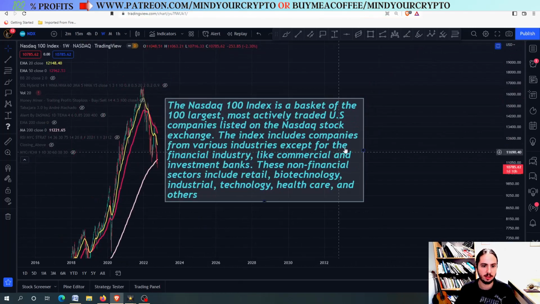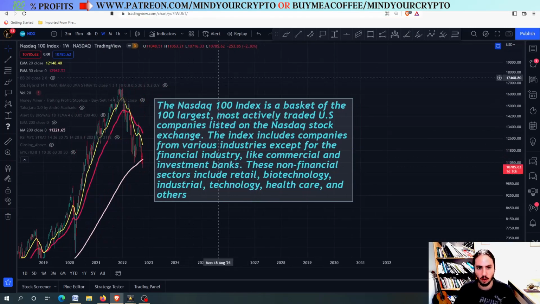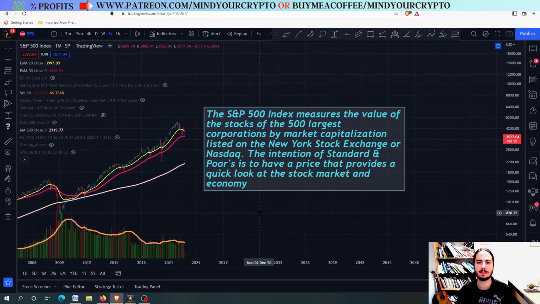Okay, we want to see where this is all going. And finally, the S&P 500, which is the most important one, and most economic analysts or macroeconomic analysts look at it, because it measures the value of the stocks of the 500 largest. This is why we call it Standard and Poor's 500. Okay, largest corporations by market capitalization listed on the New York Stock Exchange or NASDAQ.